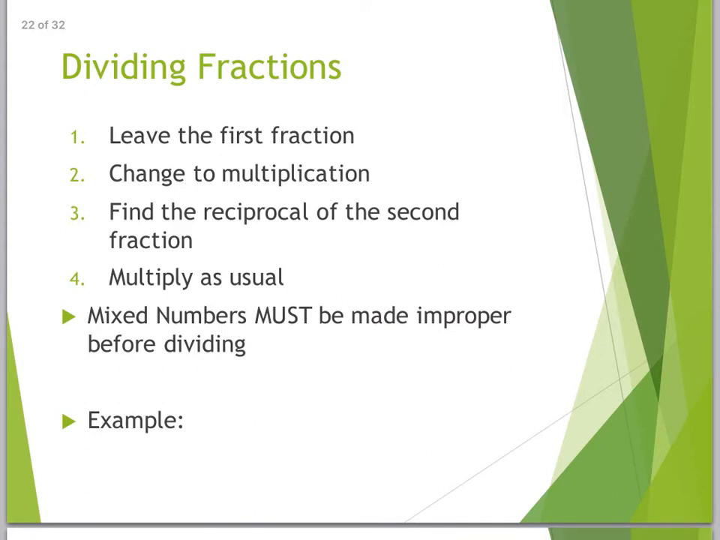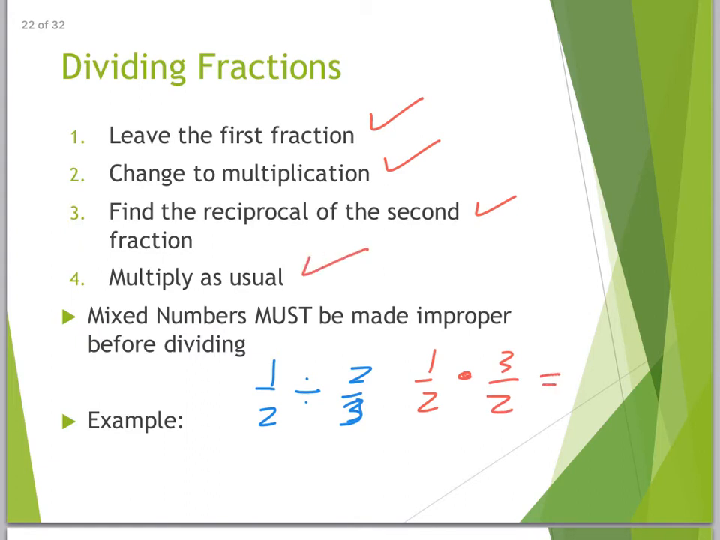So, let's say we're going to have 1/2 divided by 2 thirds. Again, on a basic level, that means we take 1/2, turn it to multiplication, right? So leave it alone, change to multiplication. Reciprocal of 2 thirds is 3 halves, so you flip the second number over. Now you just go ahead and multiply. So we go straight across. 1 times 3 is 3, 2 times 2 is 4, so 3/4.